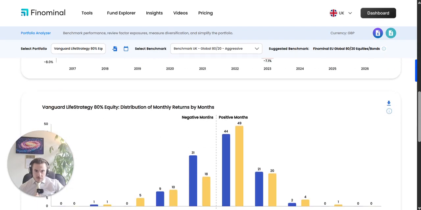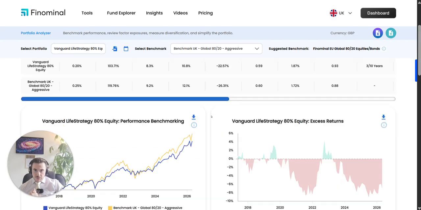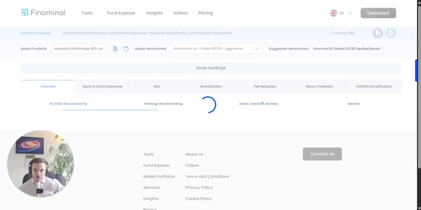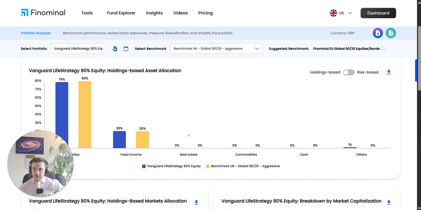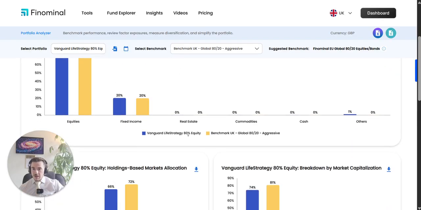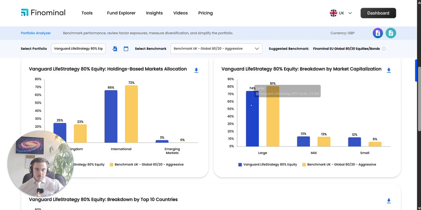Let's continue now. We can also see the distribution of monthly returns, but I'm actually going to move over to asset classes and markets. We already had a look at the holdings underneath on the dashboard. Let's have a look at the actual asset classes and markets now. As we'd expect, 80% equities, 20% fixed income. But if we look at the breakdown by market cap, the majority is in large cap, 74% in large, 13% in mid, and 12% in small.